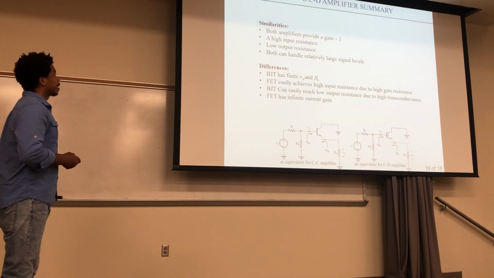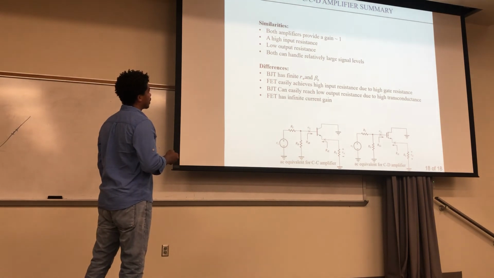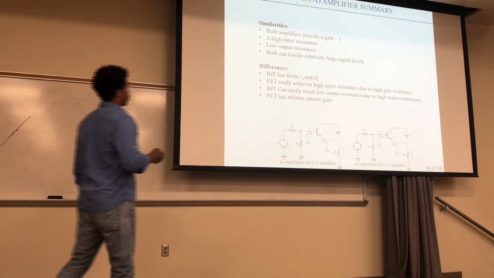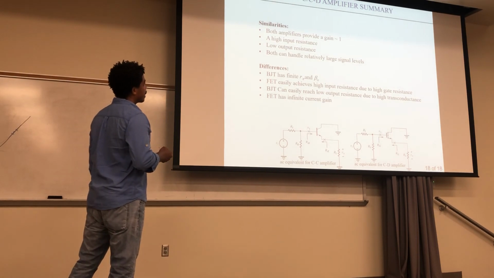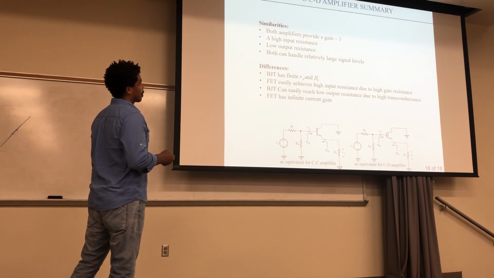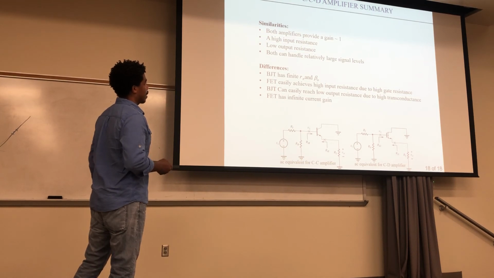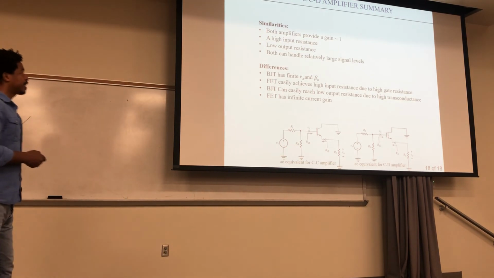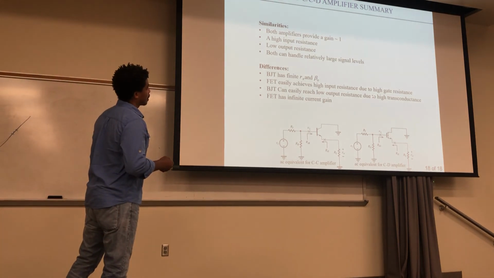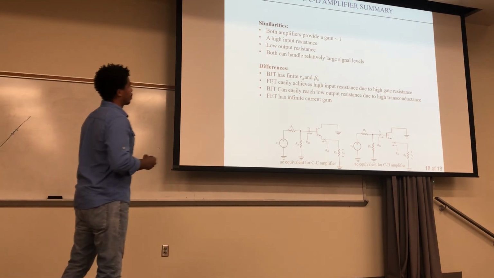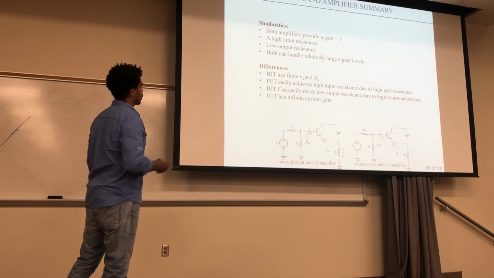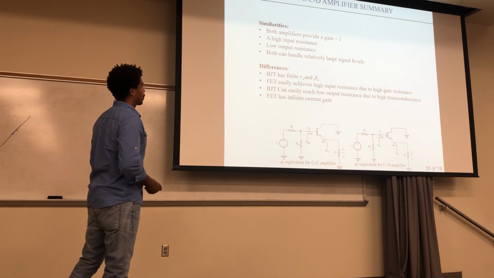For the differences, the BJT has finite R pi and beta, and FETs have high values for these. That means the FETs can more easily achieve high input resistance because they have this high gate resistance. The BJTs can easily reach low output resistance due to a high transconductance, GM. And the FET has infinite current gain as well.